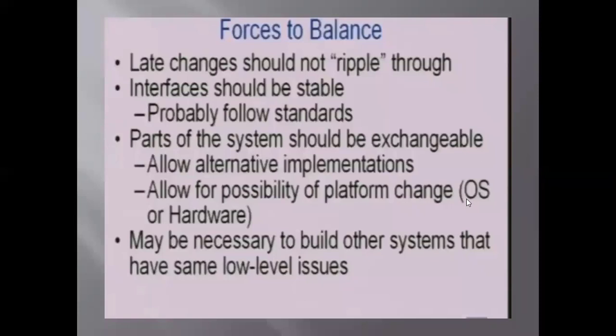The other thing we need to focus on is the forces, different forces we need to balance. Whenever there is a change in any kind of source code, it should not happen that I have to go on changing the entire architecture. So it should not ripple through the architecture. And the other thing is, I need to maintain interfaces that are stable, so that if there is any alternative implementation or possibility of platform changes, then it should be smoothly carried out. It may be necessary to build other systems that have the same lower level issues.